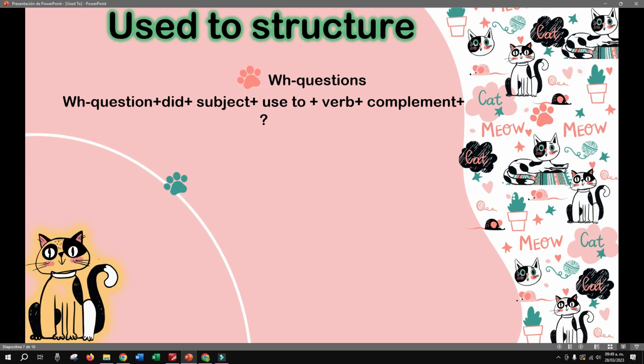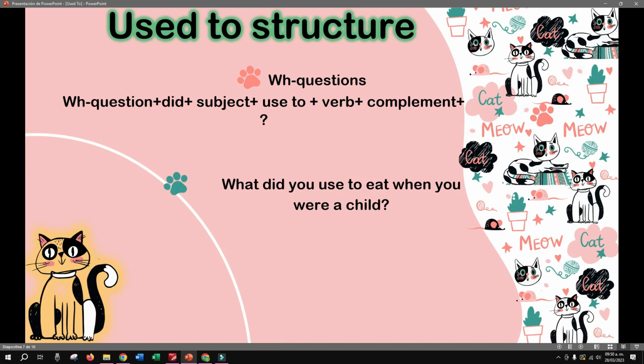First of all, we're going to have the WH question word plus the auxiliary past "did." Then we're going to have the subject plus "used to," right? Plus the verb plus the complement plus question mark. Yes, that will be, we can say, the structure of WH questions. What did you used to eat when you were a child?